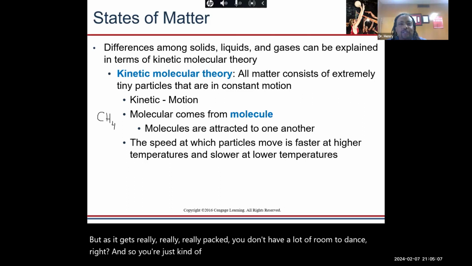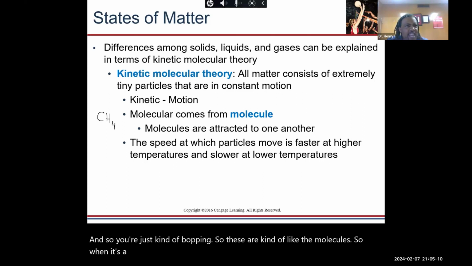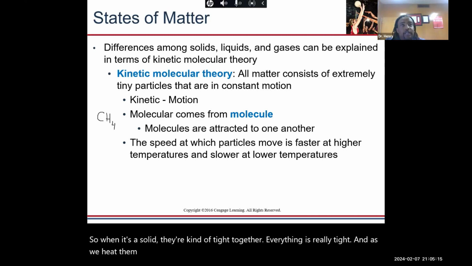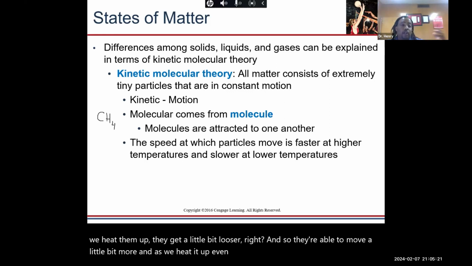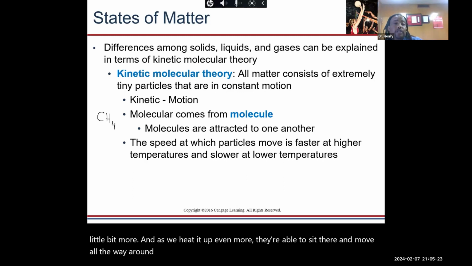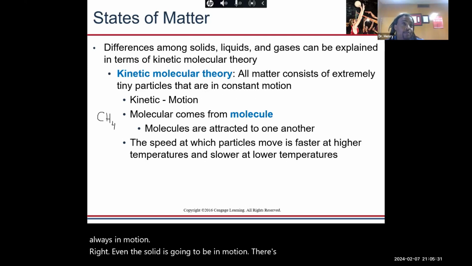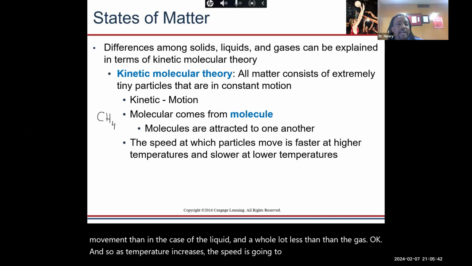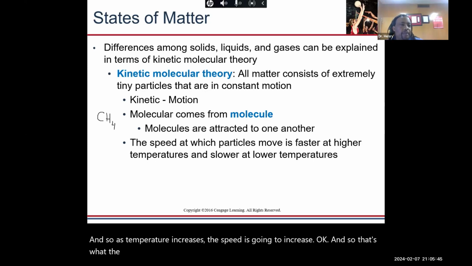So these are kind of like the molecules. When it's a solid, they're tight together. Everything is really tight. As we heat them up, they get a little bit looser, and they're able to move a little bit more. As we heat it up even more, they're able to move all around. So the kinetic molecular theory is just the concept that things are always in motion. Even the solid is going to be in motion. There's movement, but a lot less than in the liquid, and a whole lot less than the gas. As temperature increases, the speed is going to increase. That's what the kinetic molecular theory is all about.